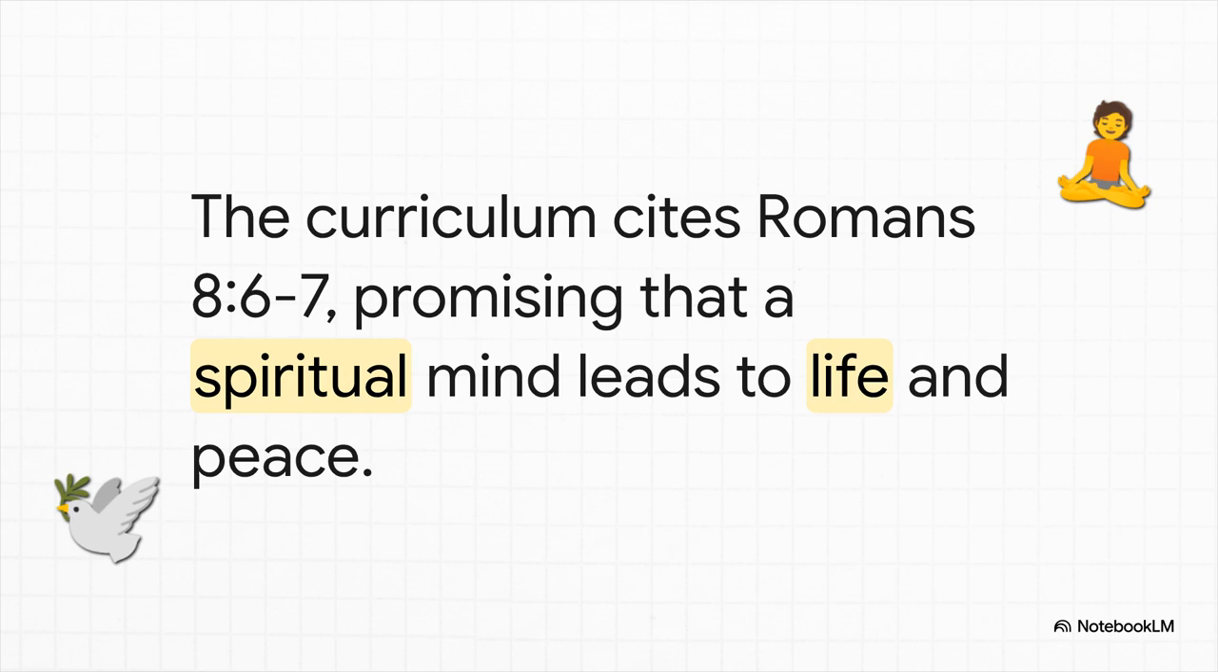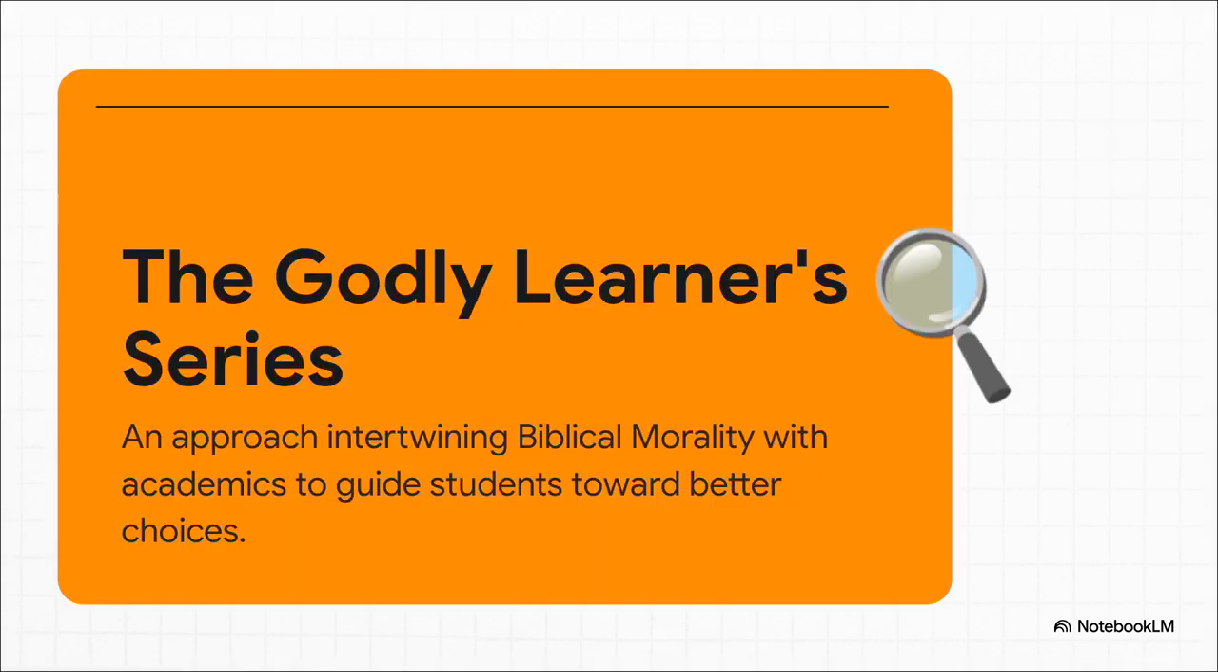So if that's the problem, what's the solution? The curriculum then points to the alternative. It pulls a passage from Romans that connects having a spiritual mind with finding life in peace. And that right there becomes the stated goal of the whole program. An education that doesn't just teach academics, but intentionally integrates them with moral principles. And that, in a nutshell, is the core philosophy of what's called the Godly Learners series. It's an educational approach that very intentionally weaves biblical morality right into academic subjects, just like we saw with that writing lesson. So you can see the ultimate goal here isn't just about creating smart students. It's about guiding them toward making better, more thoughtful choices in life.